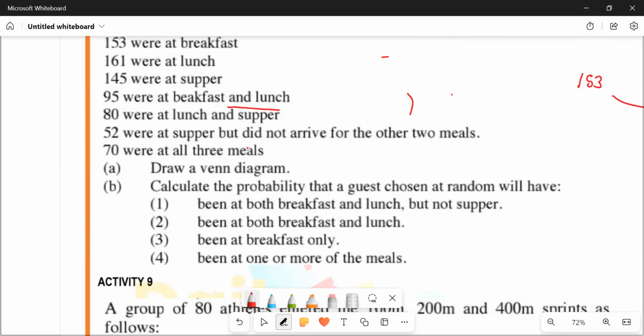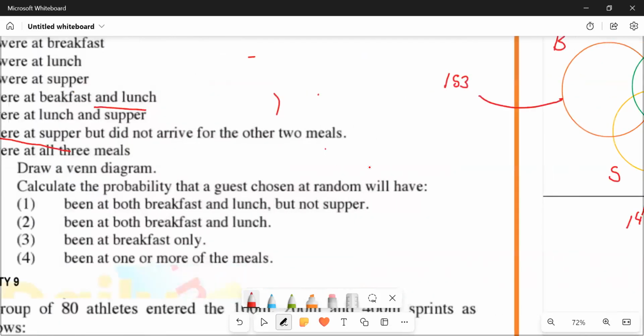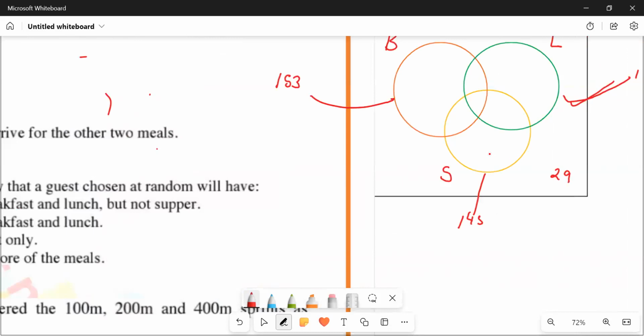52 were at supper, but did not arrive for the other 2 meals. So this one is like they were at supper only. You see that one again? So 52 were at supper only, because they were at supper but didn't arrive for the other 2. So we can always put that one, supper only. So 52, supper only, is this part.